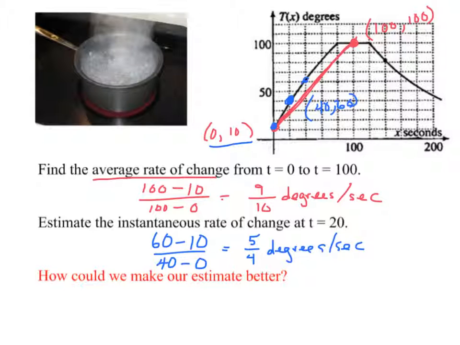Now, how could we make the estimates better? Well, instead of picking those 2 points, instead of picking 0 and 20, what if instead we picked 10 and 30? Or 19 and 21. So a smaller interval will get us better estimates. Again, I'm just kind of using the graph to give me an idea, a rough estimate, but the closer I got, the better it would be.